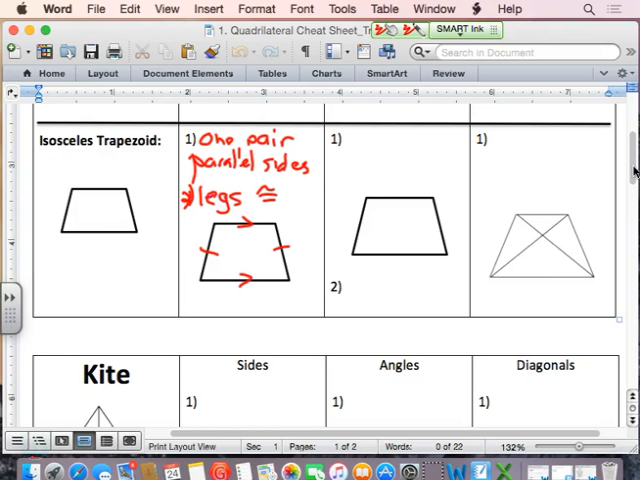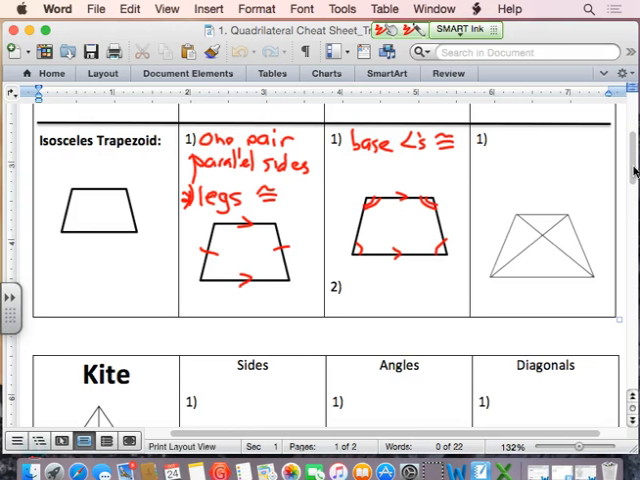Now with the angles, you know that your base angles are congruent. Okay, so if these are our parallel lines, we know that these two base angles are congruent, and also the top two base angles are congruent to each other. We don't know that opposite angles are congruent or anything like that. We do know that the top two are congruent and the bottom two are going to be congruent to each other.